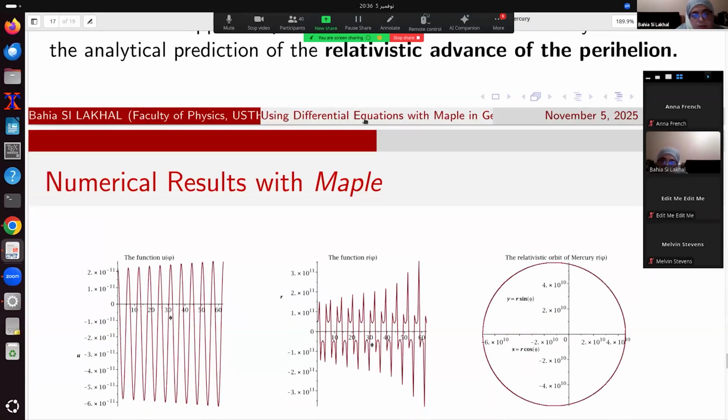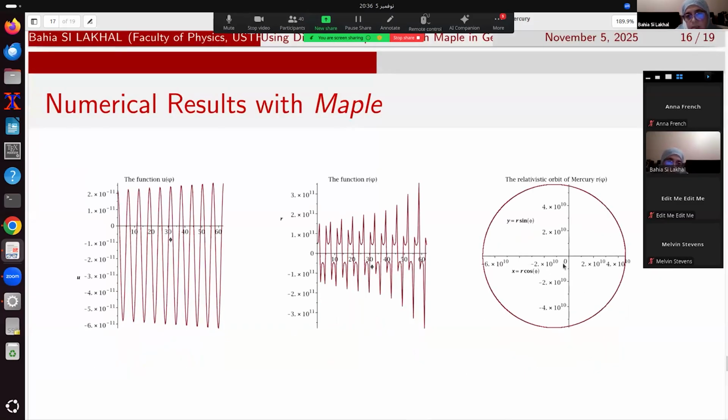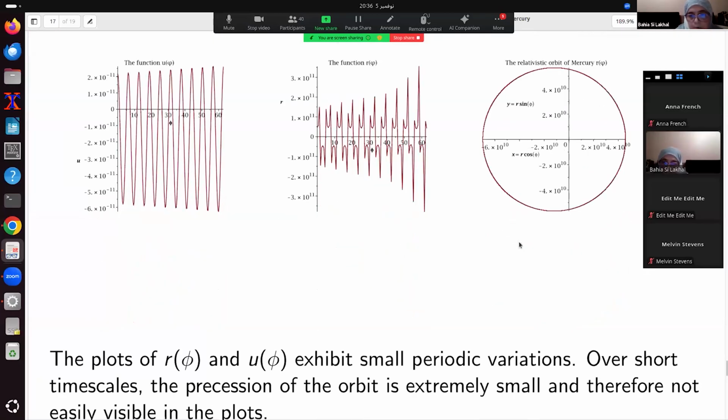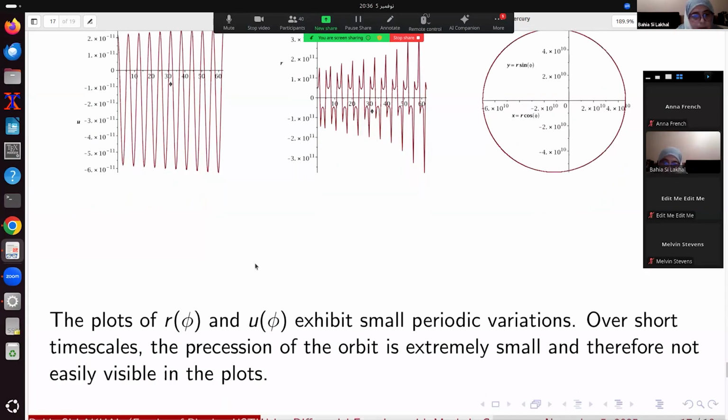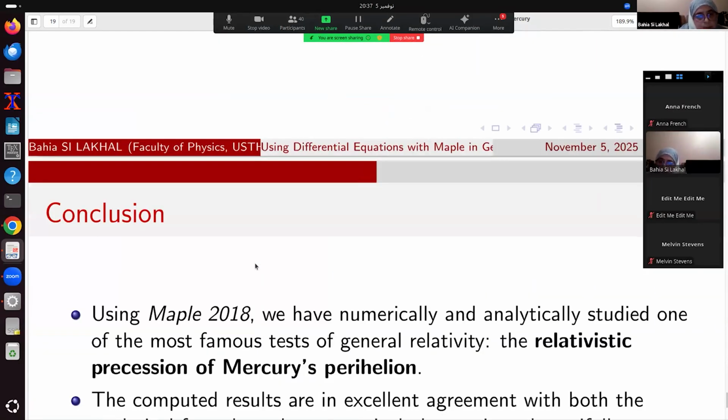These are the numerical results with Maple. Here is the relativistic orbit of Mercury. As you see, it is hard to see the precession because the plots of r of phi and u of phi exhibit small periodic variation.